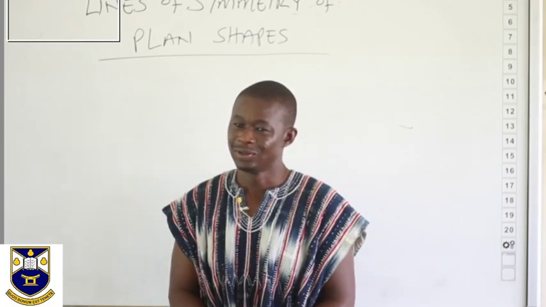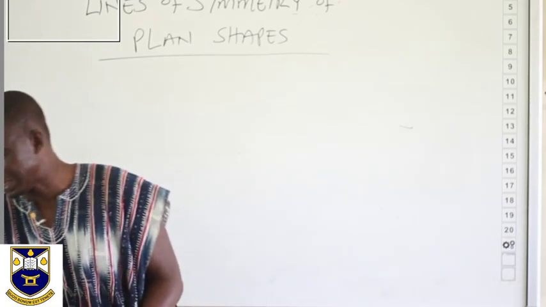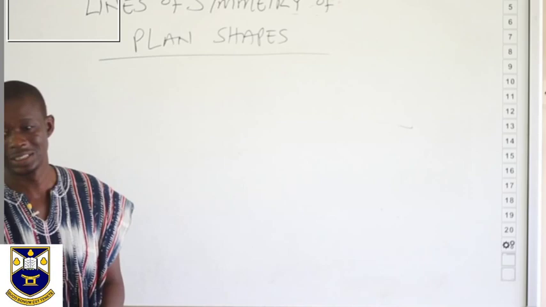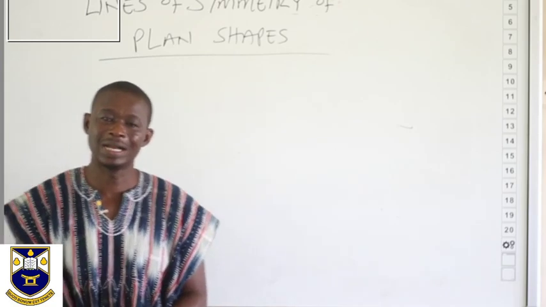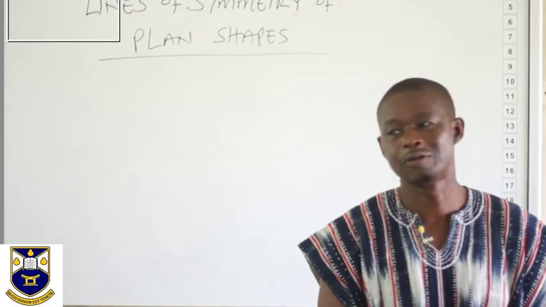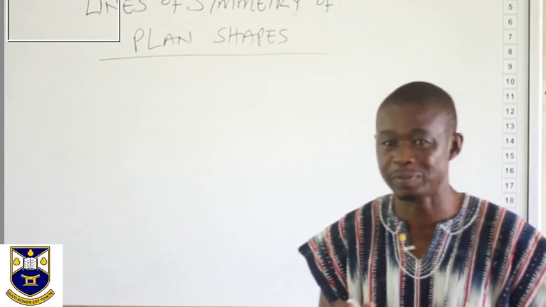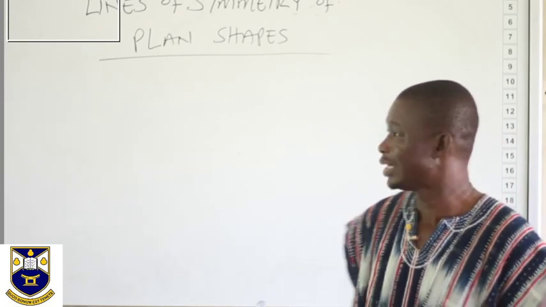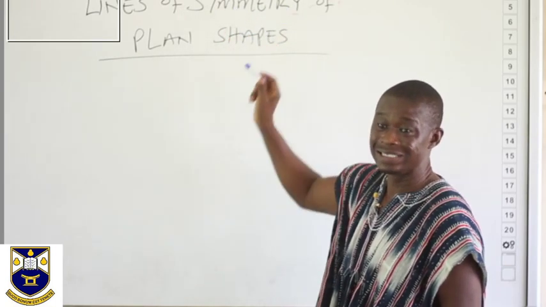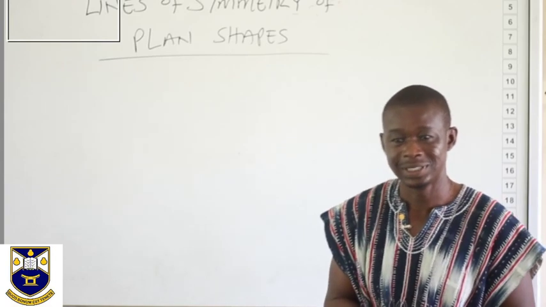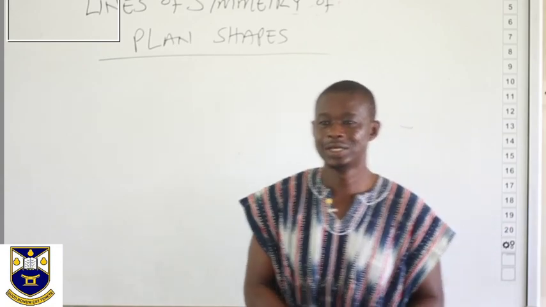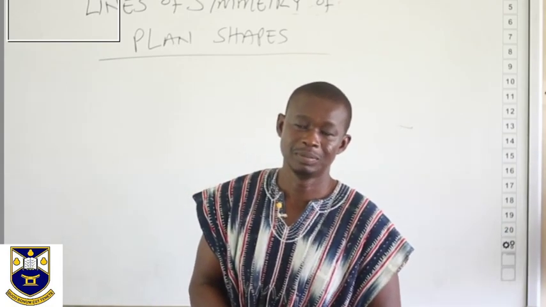Good. Today, we are going to look at lines of symmetry of plane shapes. Please, don't confuse this symmetry with cemetery where we bury corpses. This one is S-Y-M-M-E, and then the other one is C. So we say line of symmetry. Good. Now the other day, we talked about plane figures.